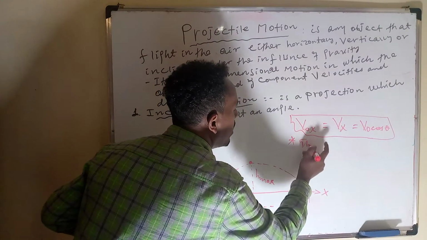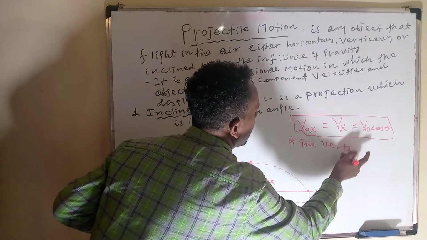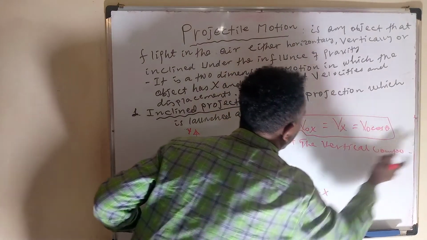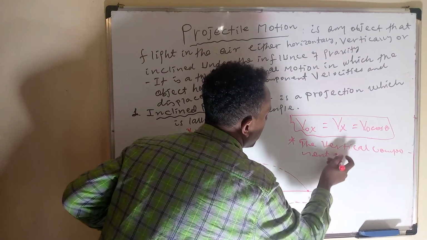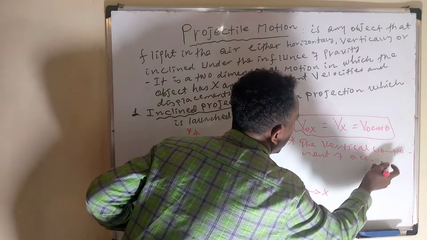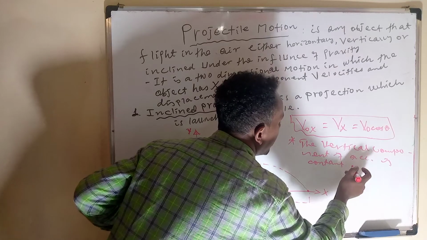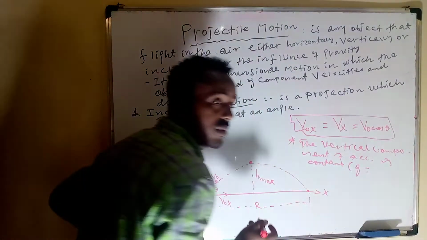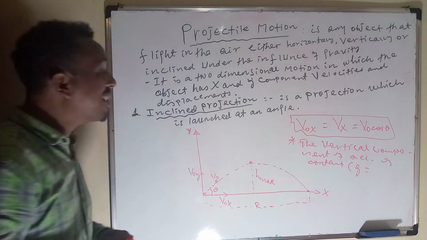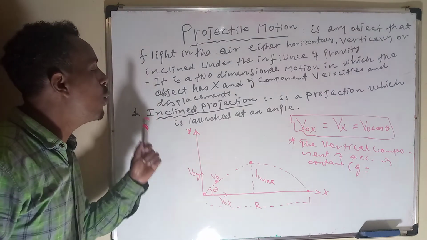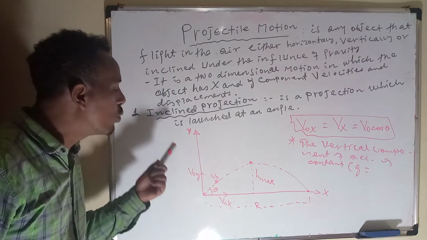The vertical component of acceleration is constant. That is acceleration due to gravity. Any object is accelerated with acceleration due to gravity that is 9.8 meters per second square.